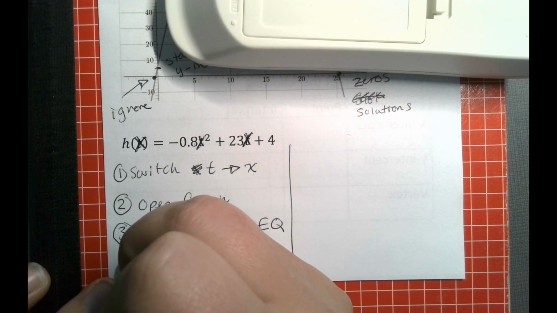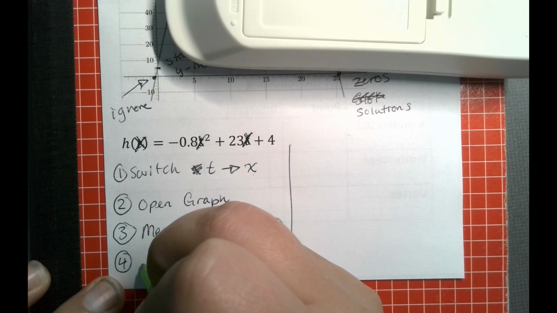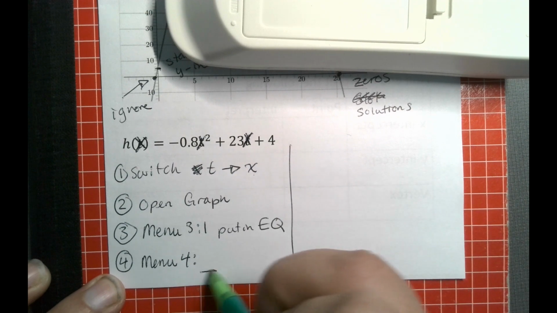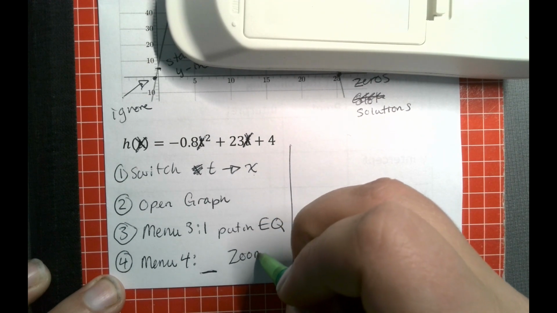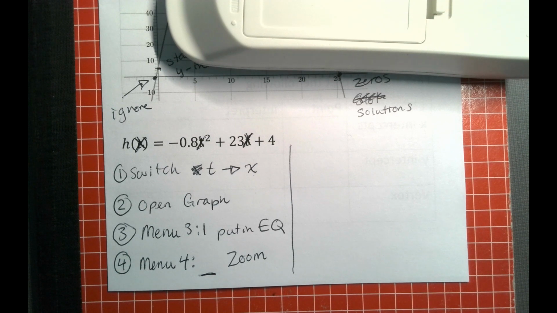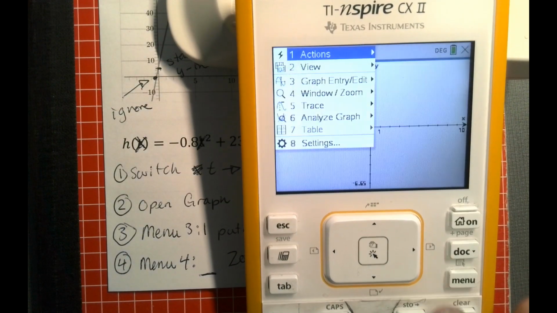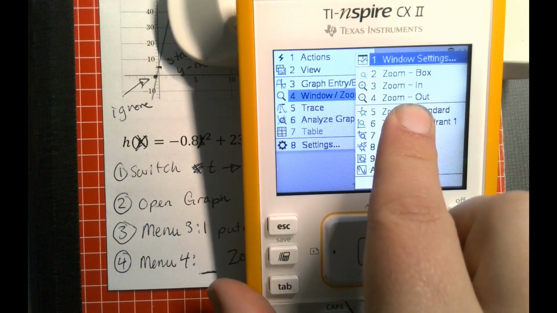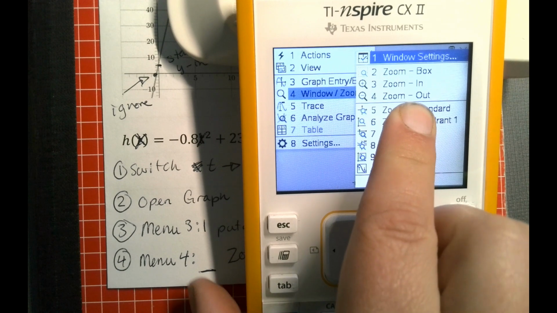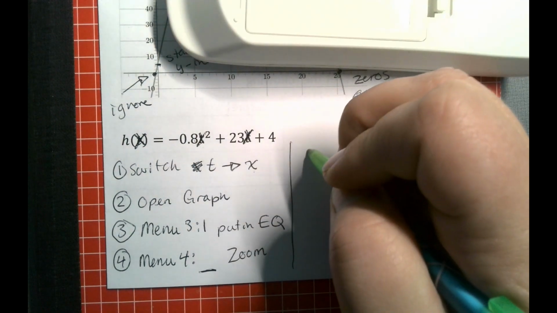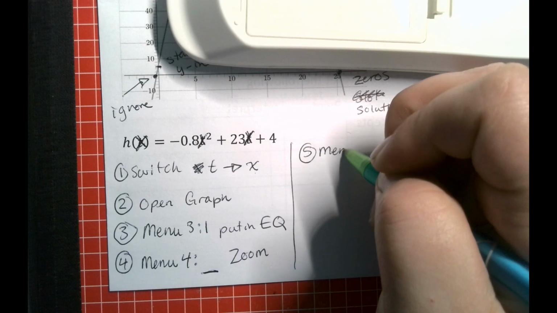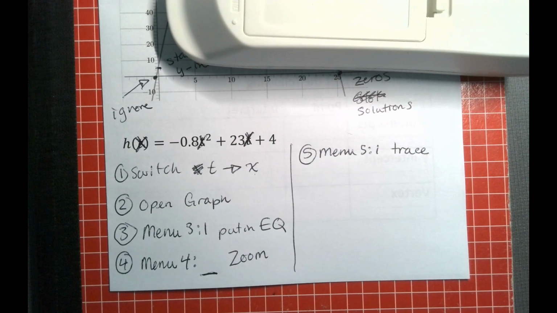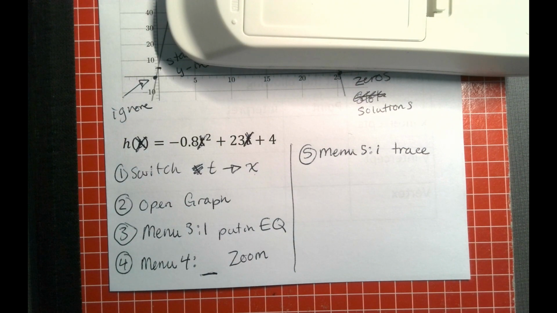Then you can adjust the zoom using menu 4, and then you can pick what you need right here. This is for zoom. You can pick if it's going to be out, in, or whatever. So you're going to go menu and then window or zoom. And then you pick if you need to go out or in, okay? Does that make sense? And then you're going to do menu 5, 1, which lets you trace. And it's going to tell you all your key points.